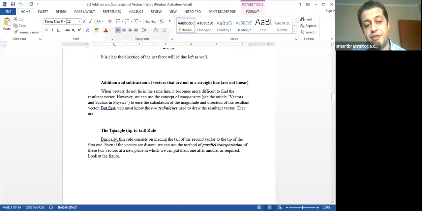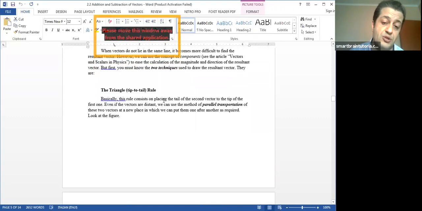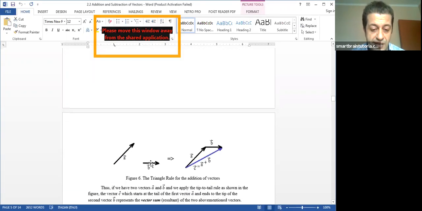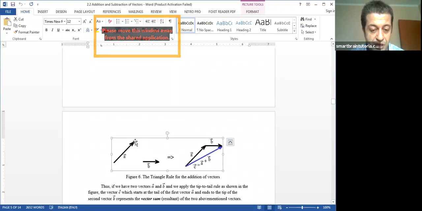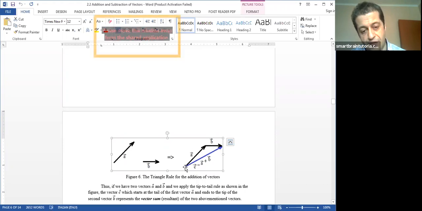They are the triangle rule, also known as the tip to tail rule. Basically, this rule consists of placing the tail of the second vector, tail meaning the beginning of the second vector, at the tip, the arrow or the end of the first one. So the second vector is carried in parallel, brought here where the first vector ends, and then we obtain the sum by considering a new vector that closes the triangle, starting from the beginning of the first to the end of the second.